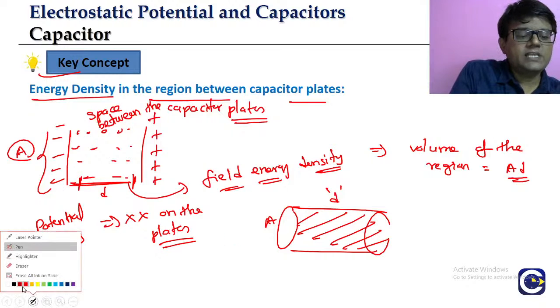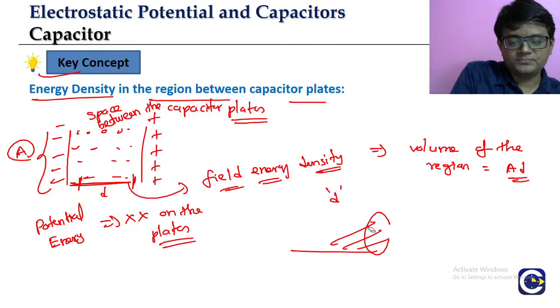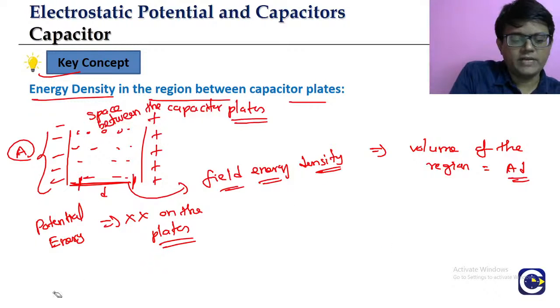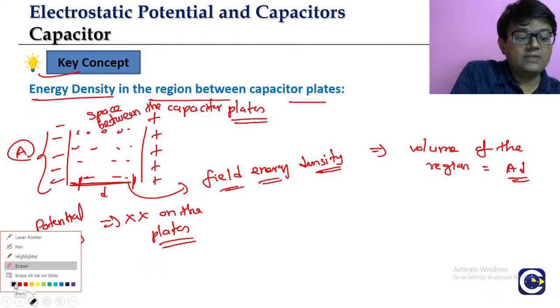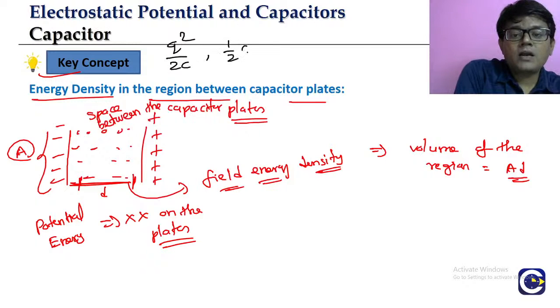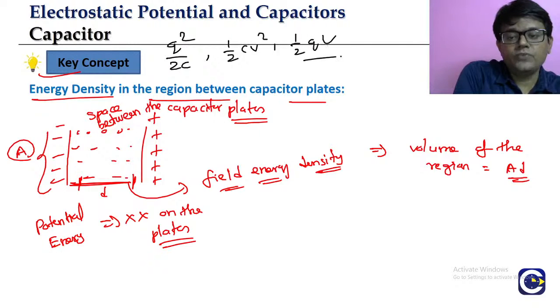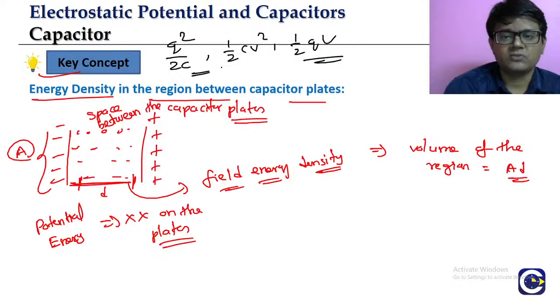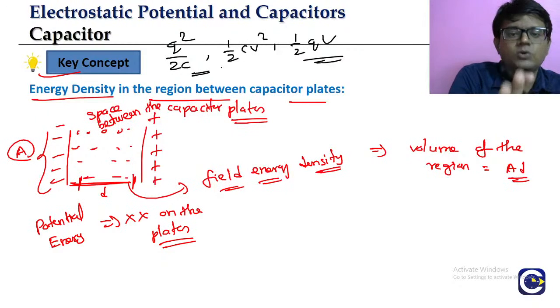What is the potential energy value? Already we have the potential energy value, right? We have 3 variations. What are the 3 variations? Q square by 2C, or half CV square, or half QV. You can use either small q or capital Q, depending on your comfort. So don't think that sometimes you are using small q and sometimes capital Q. Q represents charge.